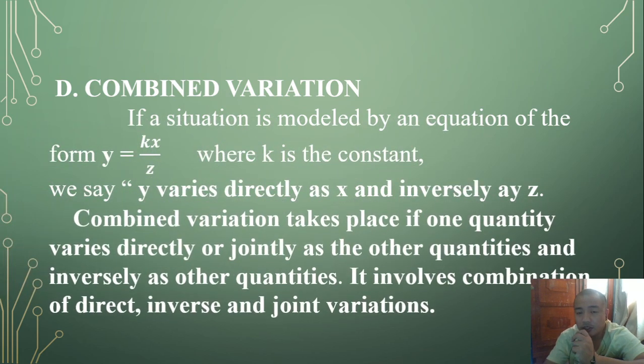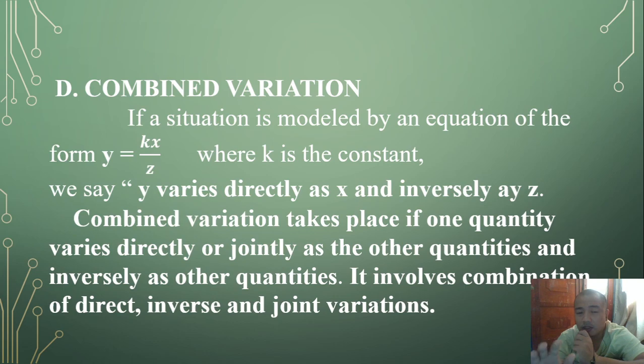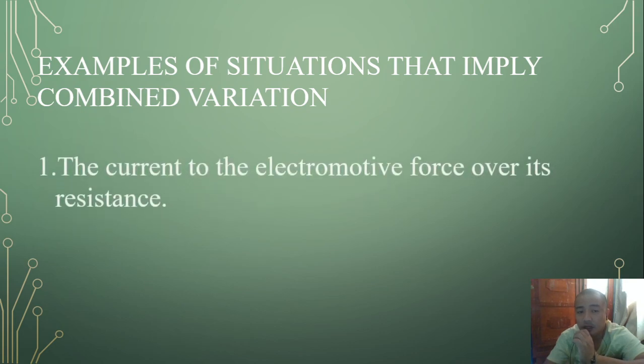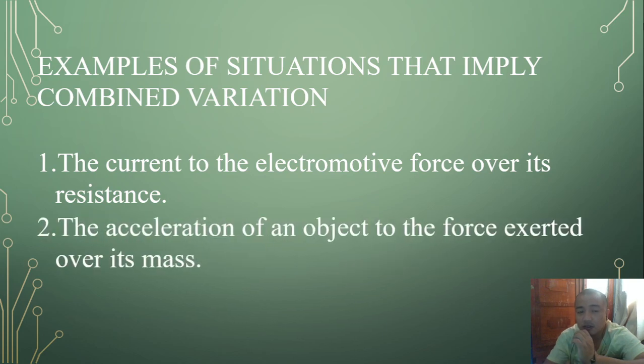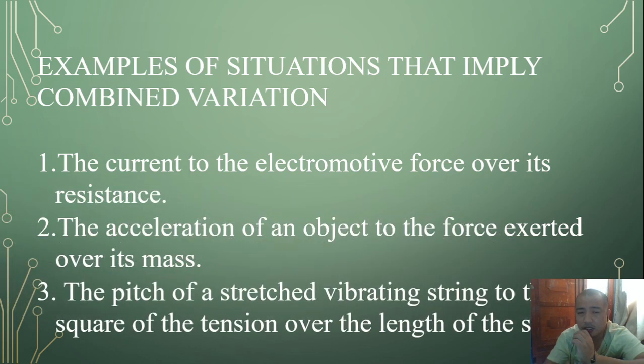So combined variation takes place if one quantity varies directly or jointly as other quantities and inversely as the other quantities. It involves a combination of direct, inverse, and joint variations. Examples of situations that imply combined variation. The current is the electromotive force over its resistance. The acceleration of an object is the force exerted over its mass. The pitch of a stretched vibrating string is related to the square of the tension over the length of the string.